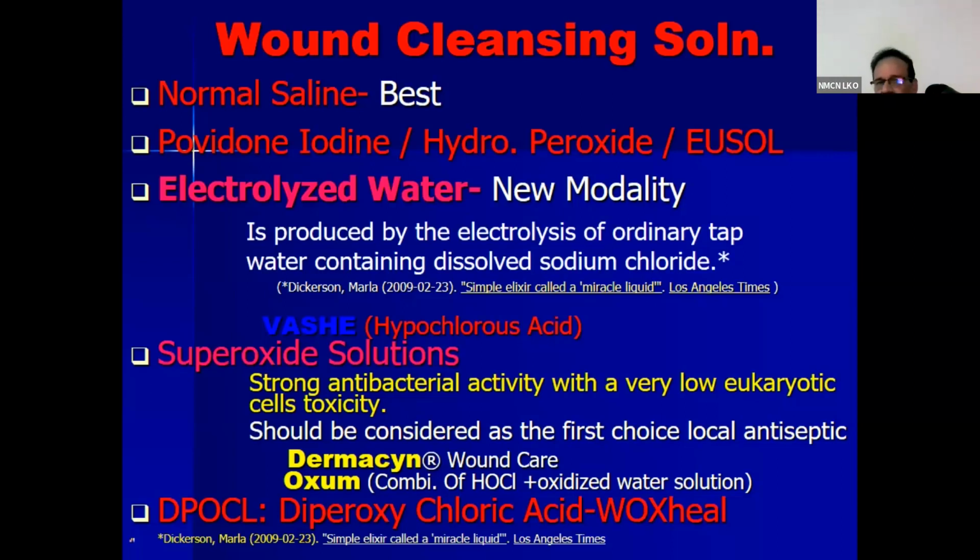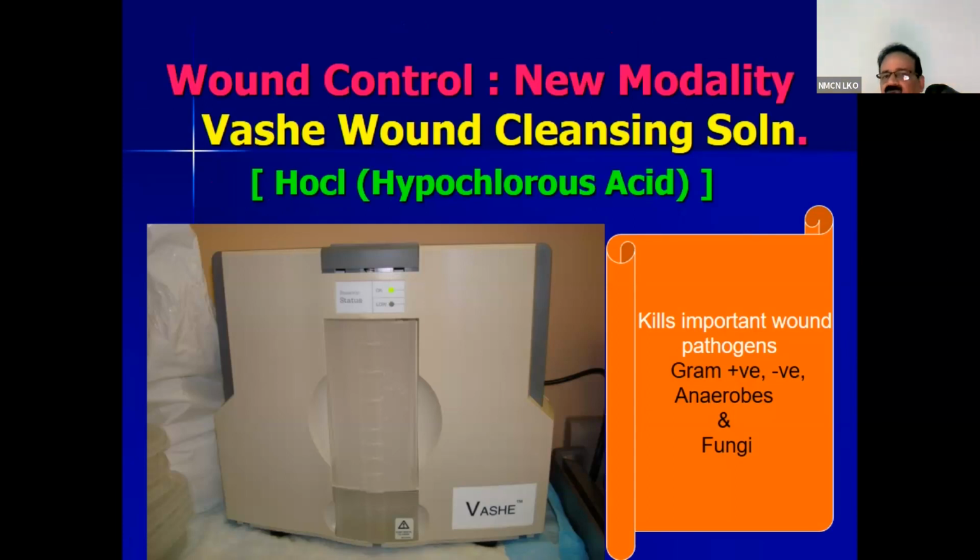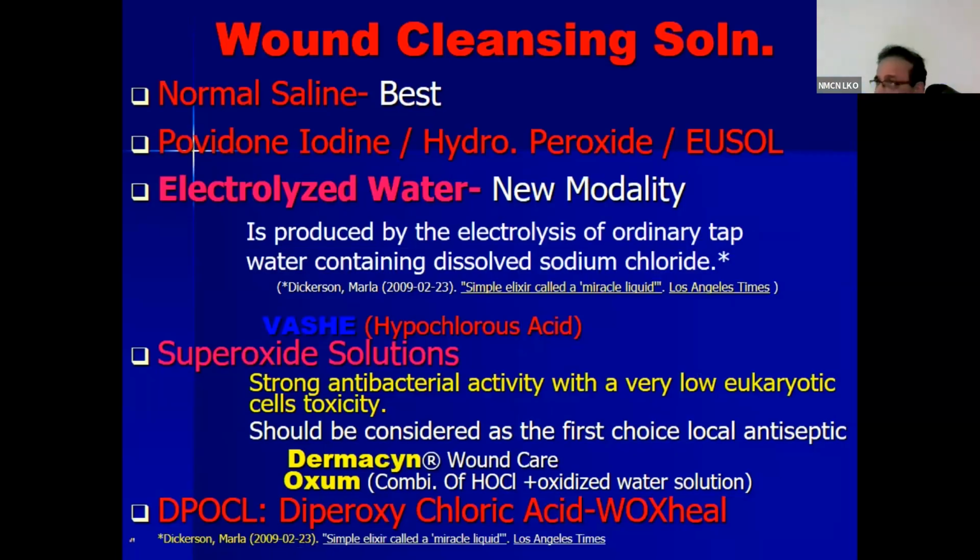Then for cleaning solutions, electrolyzed water is also there. In USA, there is a wash solution, HOCl or hypochlorous acid. It kills gram-positive, negative, anaerobic organisms, etc. Then there are certain superoxide solutions now available in India also, like Dermacin and Oxum, which are a combination of hypochlorous acid and oxidized water solution. They have strong antibacterial activity and very low eukaryotic cell toxicity, which is why I was telling you one should not use strong antiseptics over the wound. Then there is DPOCl or diperoxychloric acid, and Voxil. This is also available now in India.